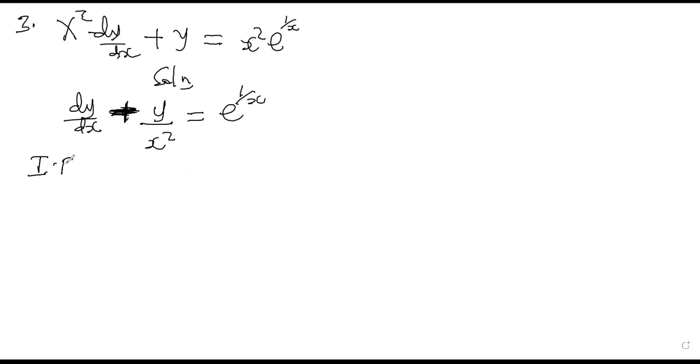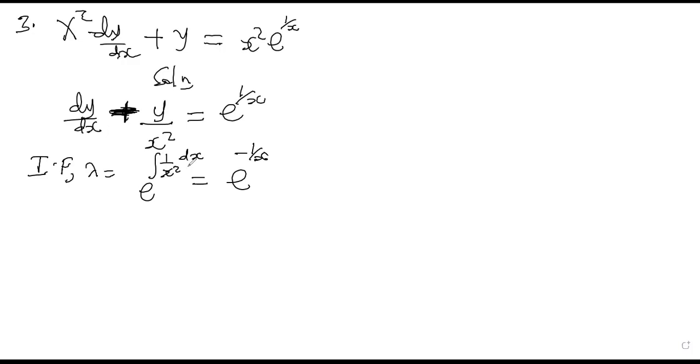Integrating factor lambda will be equal to e to the integral of 1 over x squared dx. The p here is 1 over x squared because it's the coefficient of y. So it is going to be equal to e negative 1 over x.